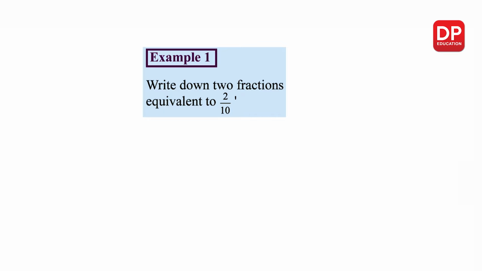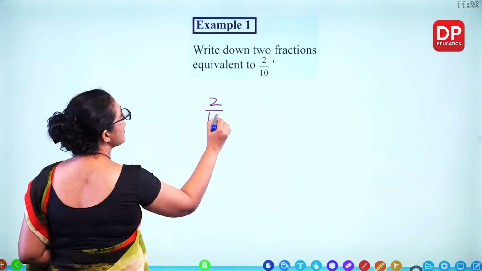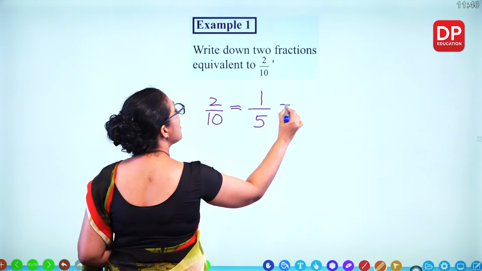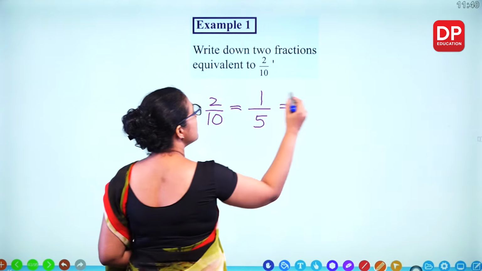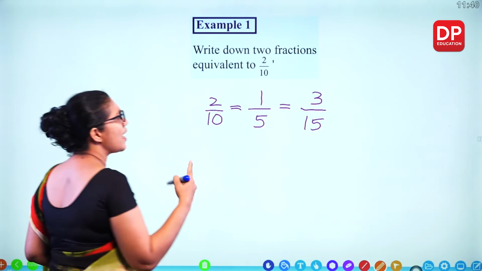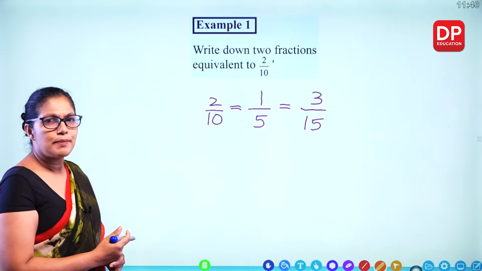Example number 1, write down two fractions equivalent to 2 over 10. So you can divide by 2, 1 over 5. You can multiply by 3. 3 times 1, 3. 3 times 5, 15. So you can take any multiple.